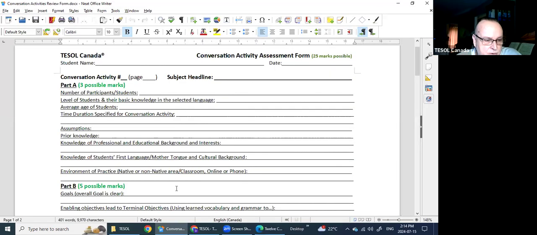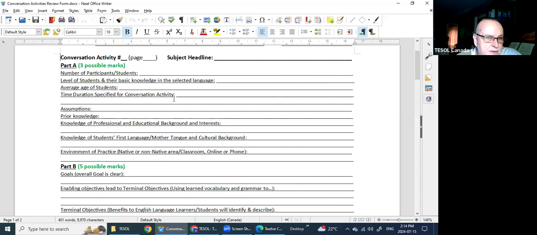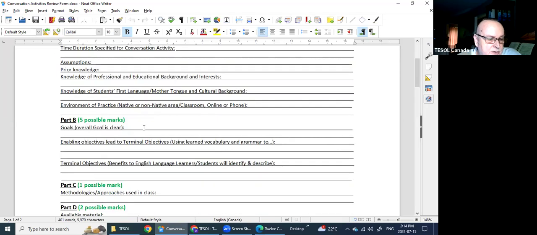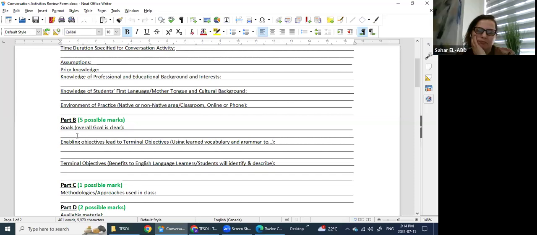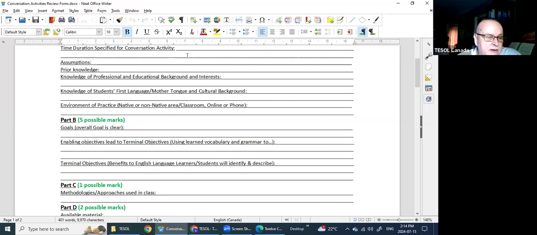And now let's go to this form. We'll start at the beginning here in a brief moment, but let's look at goals, enabling, and terminal objectives. The goals, this is the overall goal, and it needs to be clearly stated.